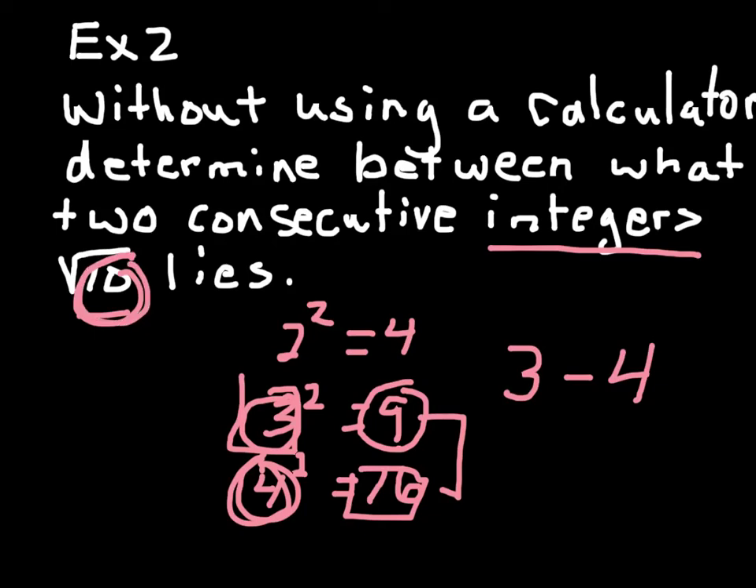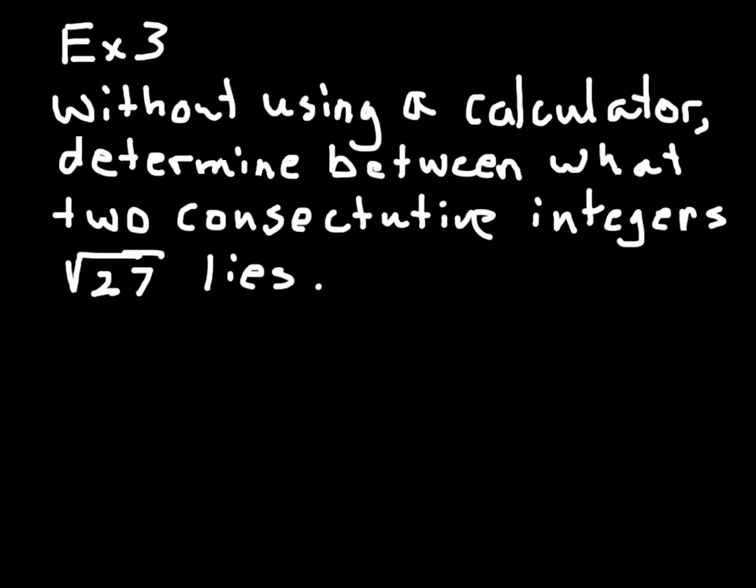Sometimes you don't have a calculator and it's convenient to want to know where the square root of a number lies without the aid of a calculator. All right, let's do one more example. Let's take a look at example 3. And again, without using a calculator, determine between what 2 consecutive integers the square root of 27 lies.